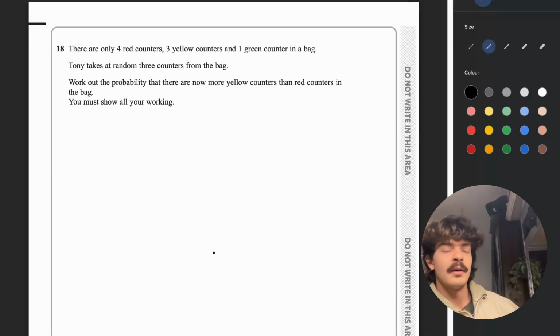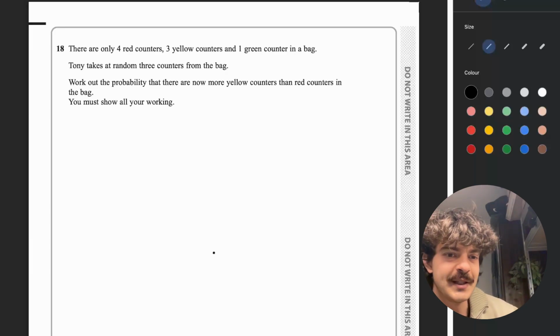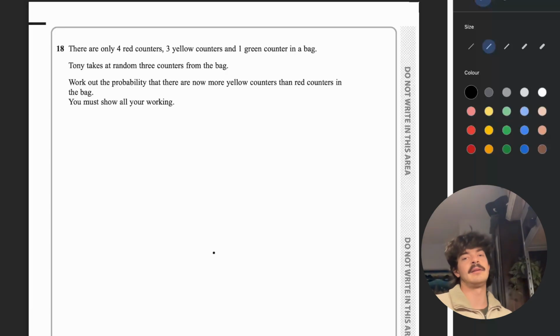Cool. Question 18. There are only 4 red counters, 3 yellow counters, and 1 green counter in a bag. Tony takes a random 3 counters from the bag. Work out the probability that there are now more yellow counters than red counters in the bag.